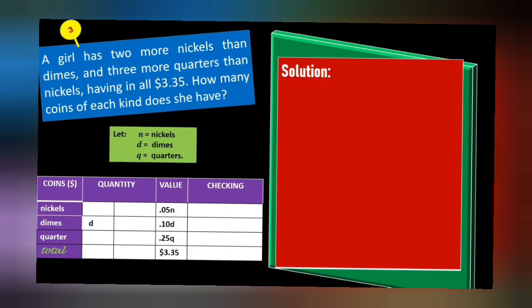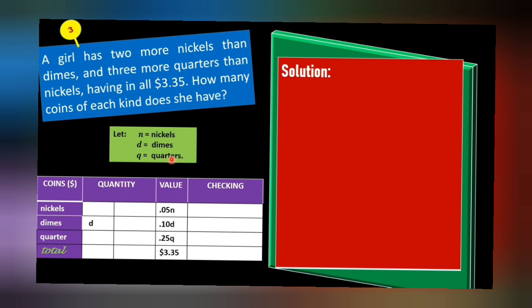Problem number 3. A girl has 2 more nickels than dimes and 3 more quarters than nickels, having in all $3.35. How many coins of each kind does she have? So let N represent the number of nickels, D represent the number of dimes, and Q the number of quarters.